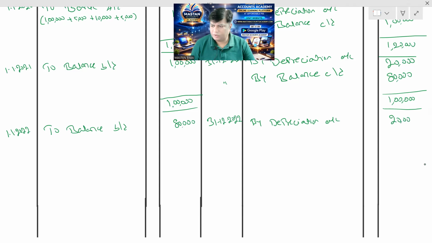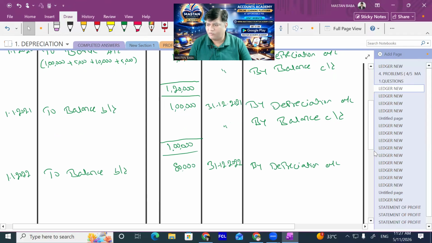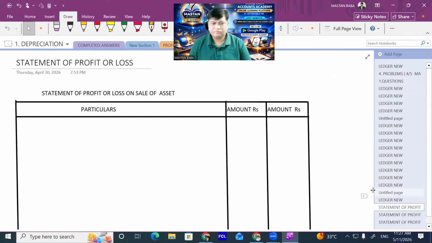20,000 rupees. Okay. And now you are supposed to calculate profit or loss on sale of asset. So dear students, to calculate the profit or loss on sale of asset, a separate pro forma I am showing to you here, the statement of profit or loss on sale of asset. It's rough work, but marks will be given for rough work also.